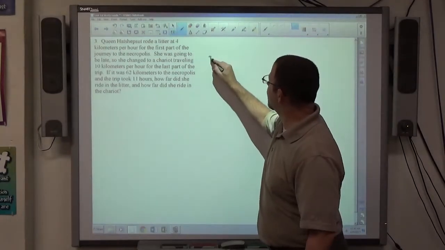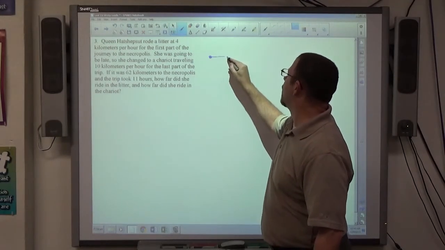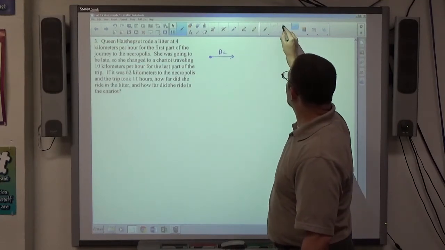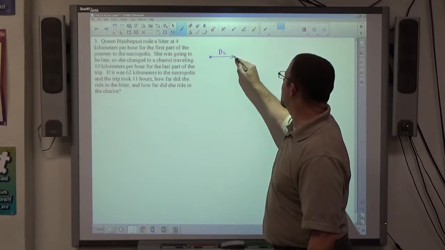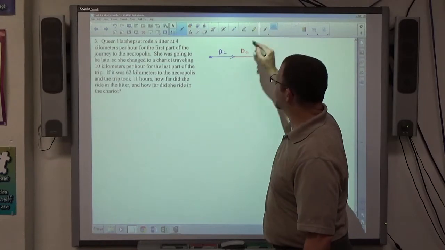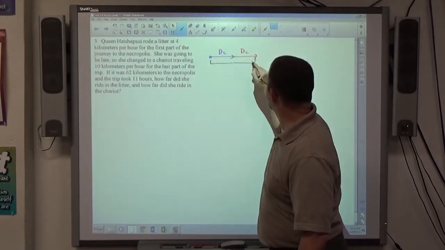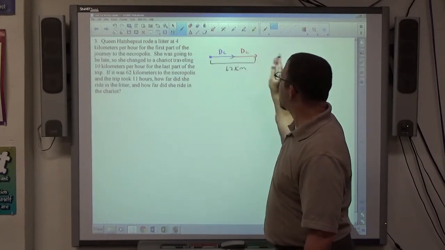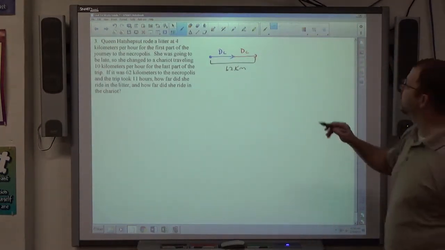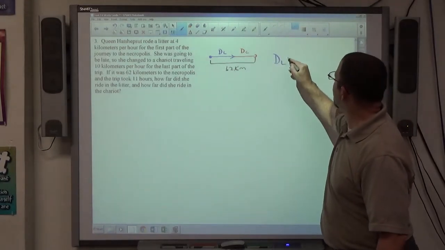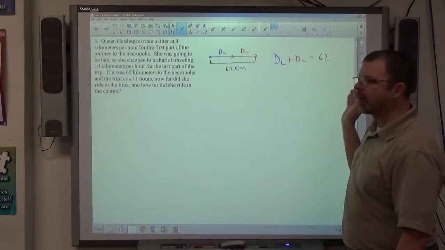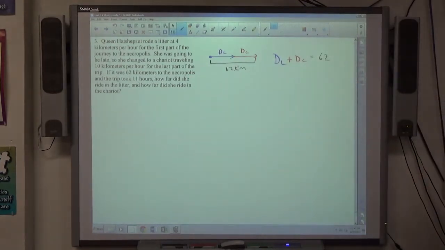So she's here, and she rides in the litter for a while at some speed and goes some distance. She's not going fast enough, so she switches to a chariot, and she goes more distance in the chariot. It's going faster. Altogether, she went 62 kilometers. Nothing tells me that DC and DL are the same distance, but I know that they add up to the total distance. So I know the litter distance added to the chariot distance should equal the total distance traveled. Okay, that's priority 1. Identify the relationship in the distances.